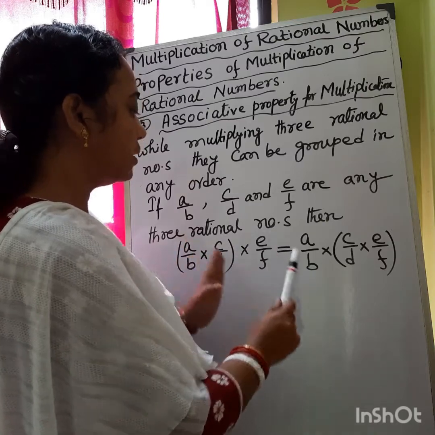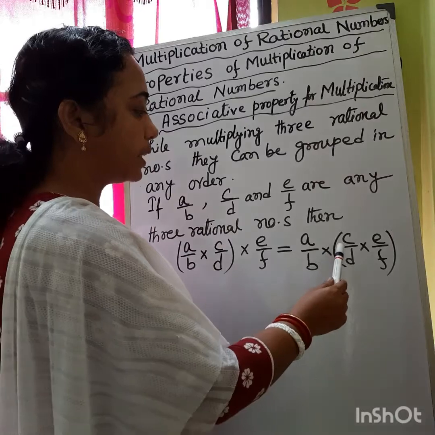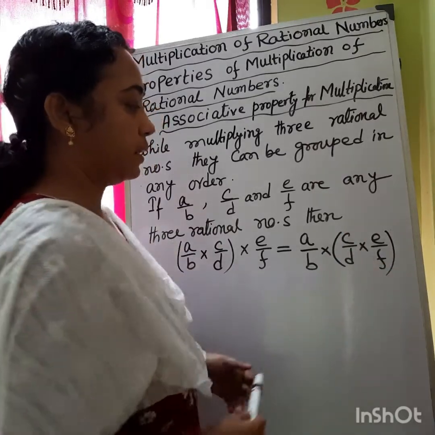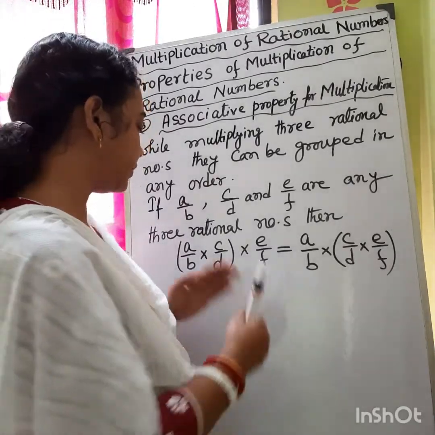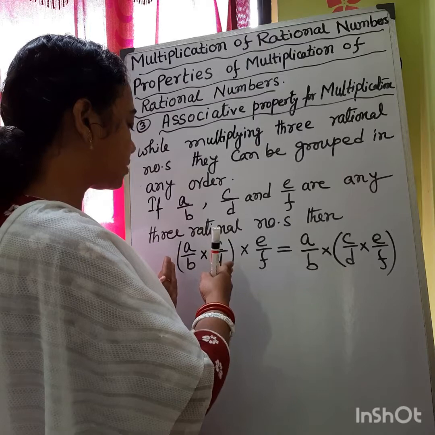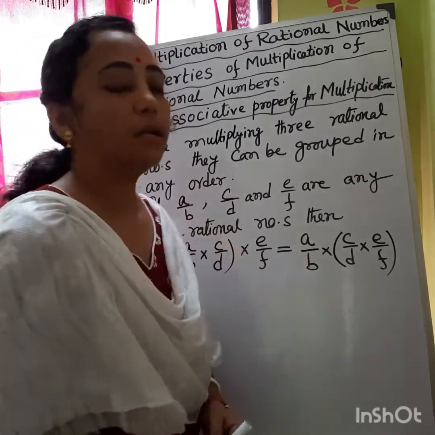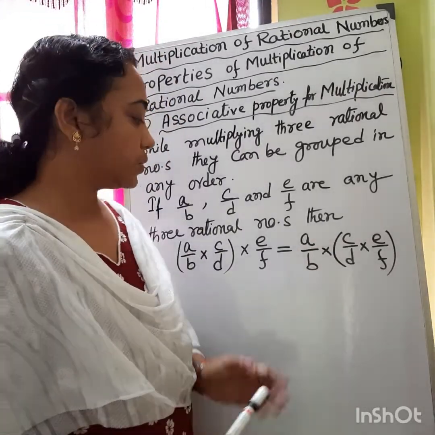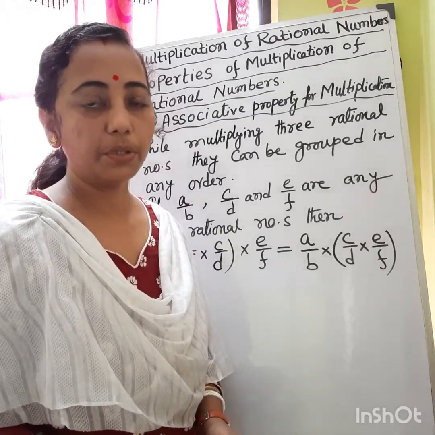that is equal to a by b multiplied by c by d multiplied by e by f under bracket, that is c by d and multiplied by e by f is under bracket. So in the first case, the two rational numbers a by b and c by d are in the group, and in the second case the two rational numbers, that is c by d and e by f, are in the group. So in this case both the sides are equal. So let us see one example.